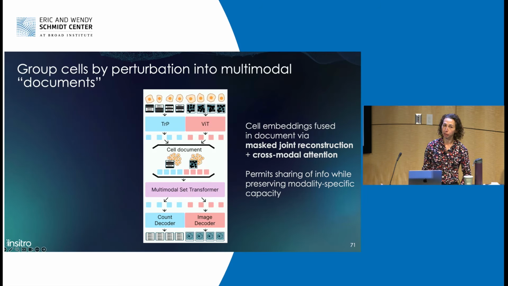But one of the challenges of using this type of approach is the fact that the sequence length can very rapidly explode well beyond the capacity of standard transformers. And that's because a single cell can be represented by hundreds of image patches or thousands of gene tokens.